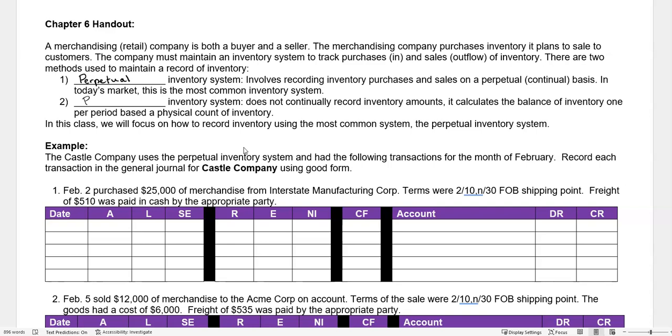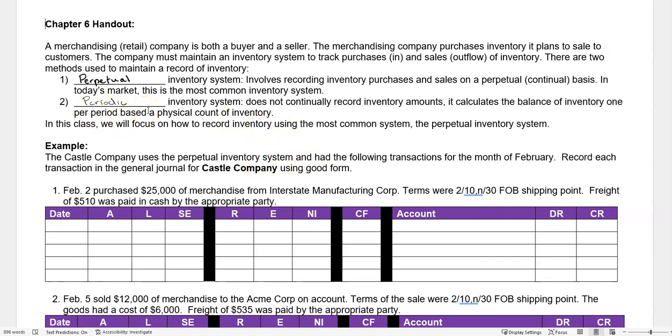The other system is known as periodic. Now, periodic used to be very popular because it was hard to track item for item. Back in the day, grocery stores, for example, had stickers on everything, and when you checked out, you just did $1.25 in the register. You didn't know if that $1.25 was for a can of corn or for fresh corn or whatever it was for. You just put into the system $1.25. So in that case, they used the periodic inventory system.